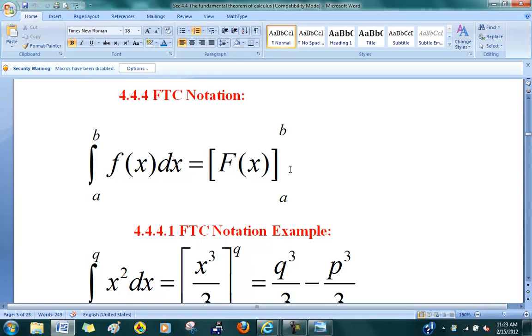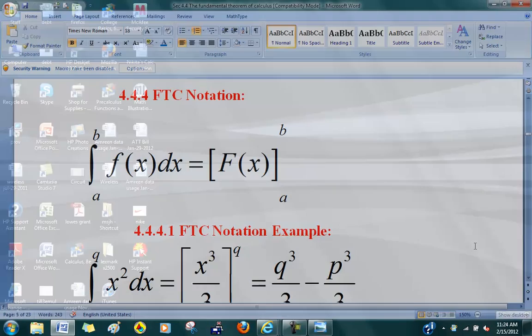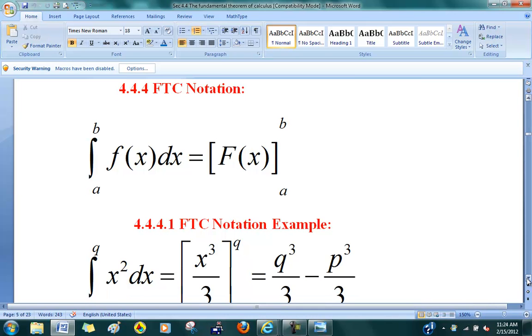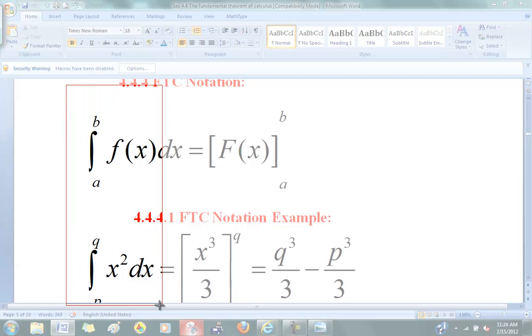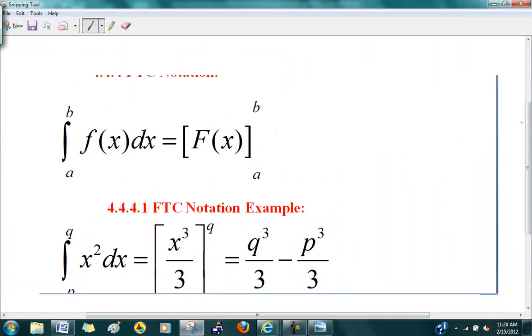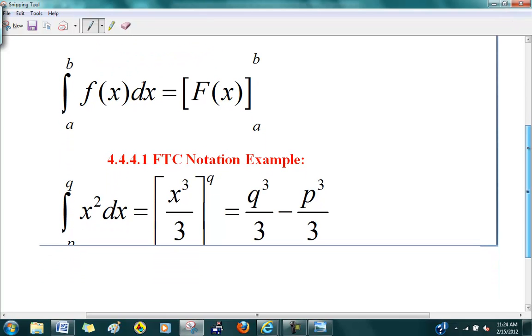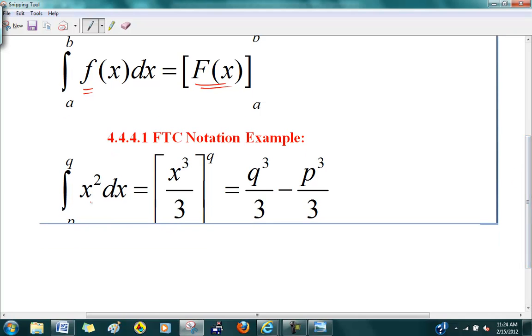So FTC notation, okay? Just to make sure you've got this notation right. Like I mentioned earlier, the notation is that uppercase F is the antiderivative of lowercase f, and then you put your limits, b and a. Specifically, if you take a look at an example, if you integrate this, this is p.